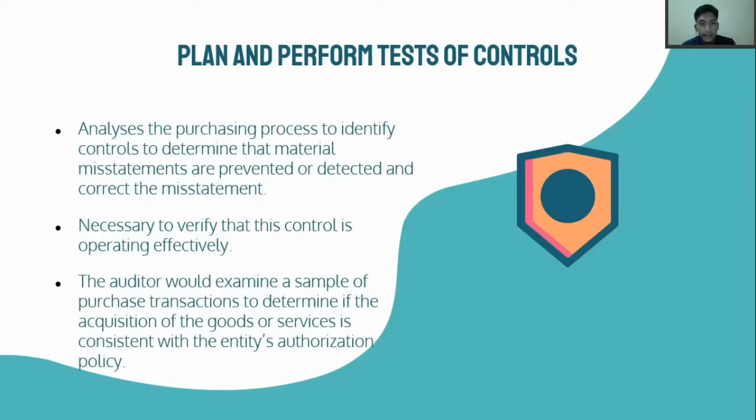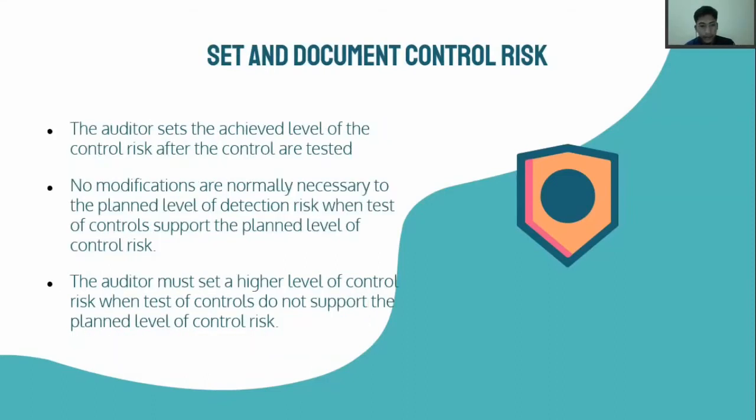And the second step is plan and perform test of controls. So the auditor needs to analyze the purchasing process to identify controls to determine that material misstatements are prevented or detected and corrected. It is also necessary to verify that these controls are operating effectively. Okay, and next is set and document control risk.